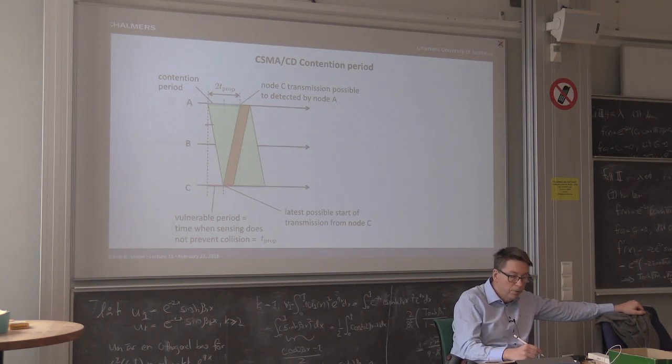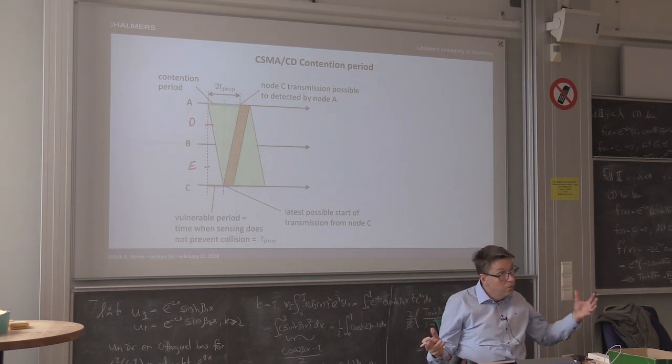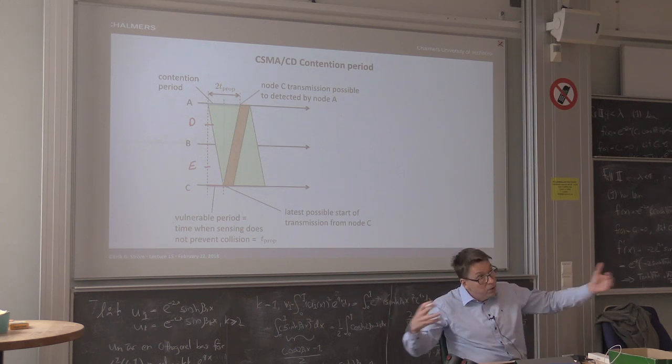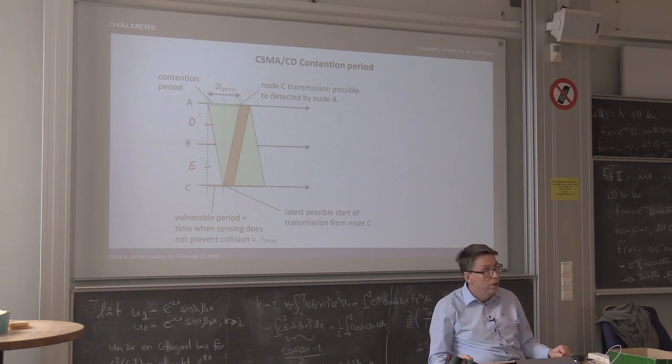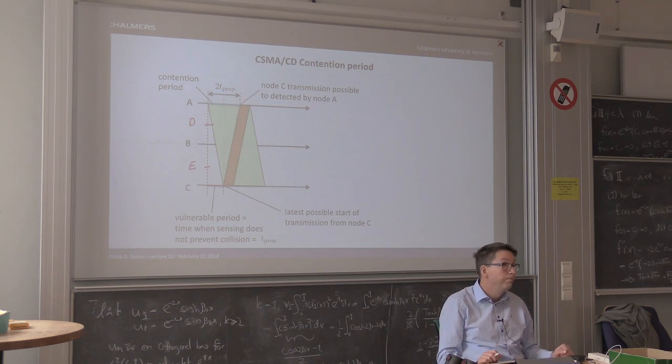Okay, very good. No, if we introduce a node D here, nothing changes, or E here. It's still 2 times t-prop, because t-prop is the time from one end of the network to the other. Of course, if we increase the size of the network, that is, we add more cable to it, then t-prop increases, and therefore the contention period goes up. So the 2 here has nothing to do with the number of nodes. It just has to go t-prop here and t-prop there. Okay. Other questions?